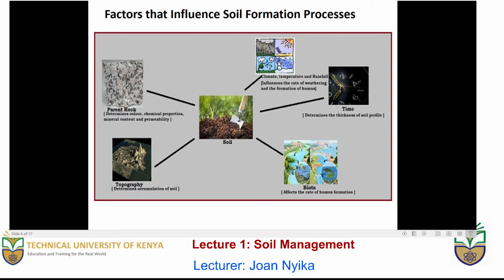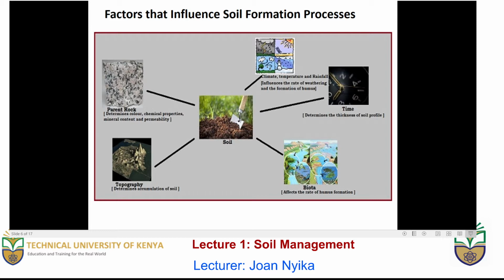Topography also affects soil formation in that it determines accumulation of soil by controlling processes such as erosion. Climate is also another aspect that influences soil formation. Climate could be either in aspects of rainfall or temperature. Usually, the two affect the rate at which weathering and the formation of humus occurs.